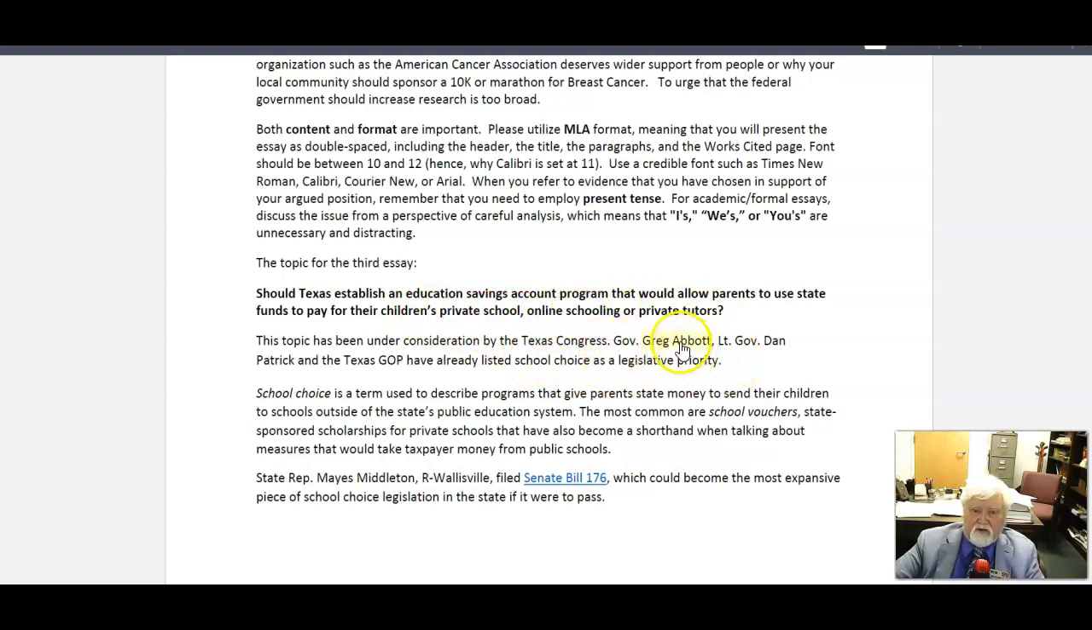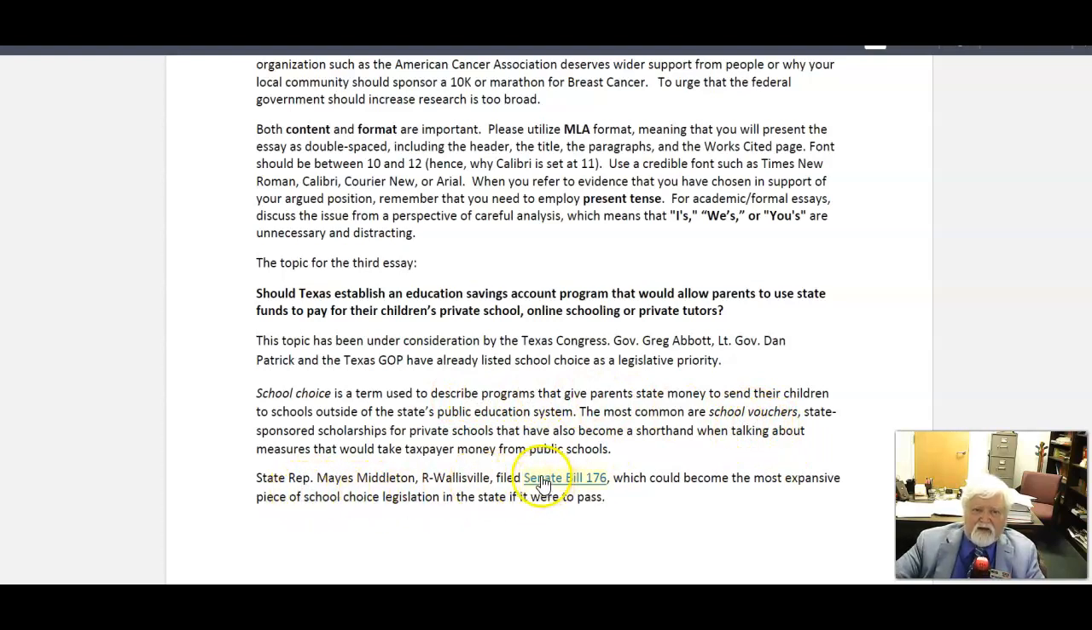It's been considered by Governor Abbott and other members, especially the GOP, who have listed it as a legislative priority. These names here and this group here are really the ones who have looked at this. School choice is used as the term for this program. School vouchers are also used.